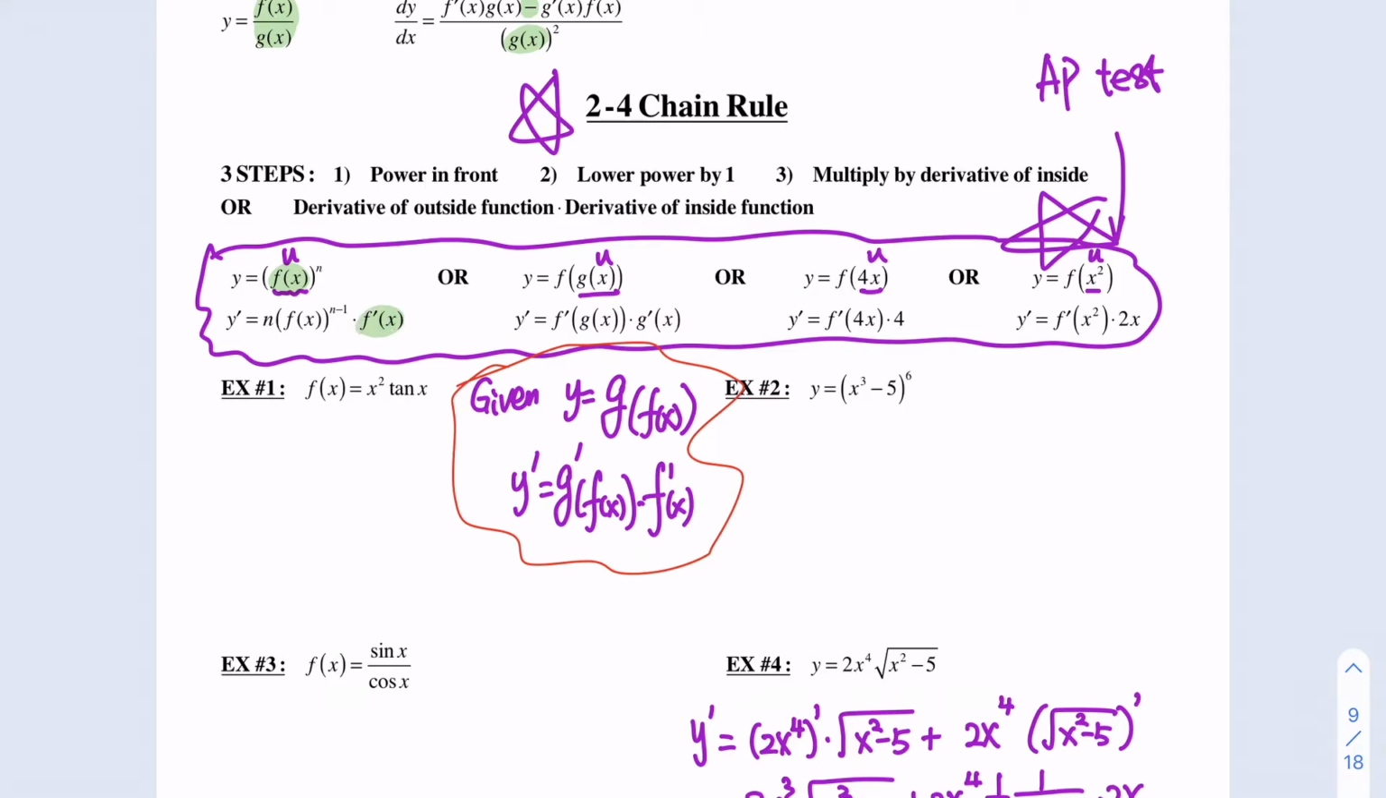This is the u. F of g of x. So g of x is u. So it's f prime times g, g prime, which is u prime. Same thing, f of 4x, prime, times 4. This is a little bit confusing. So you just need to be very, very careful. Okay, and then you can practice example 1, 2, 3, 4 later.